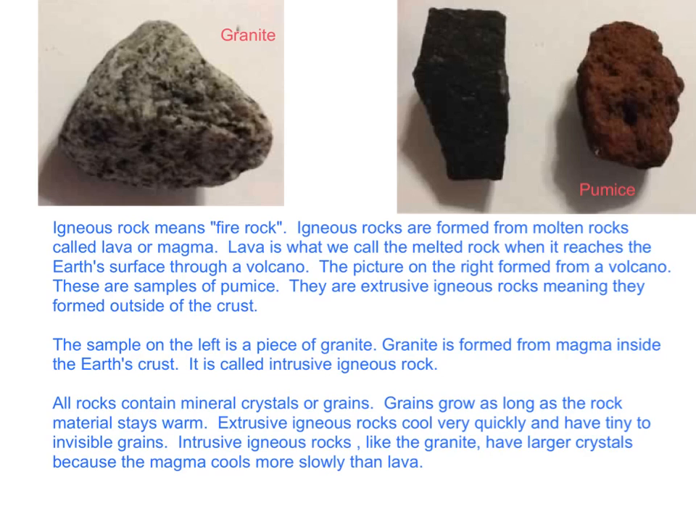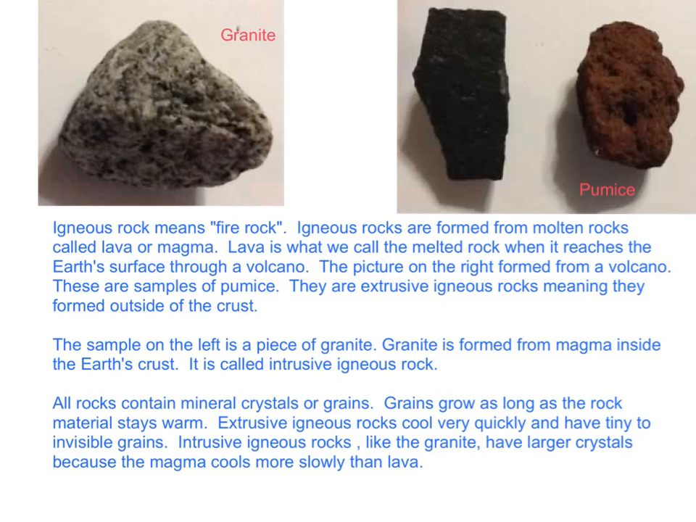There are three types of rock in the rock cycle. Igneous rock means fire rock. Igneous rocks are formed from molten rocks called lava or magma. Lava is what we call the melted rock when it reaches the Earth's surface through a volcano. The picture on the right formed from a volcano.